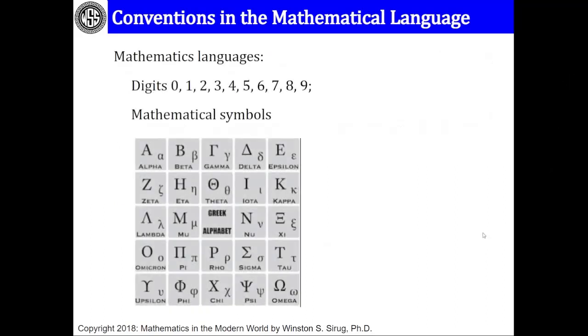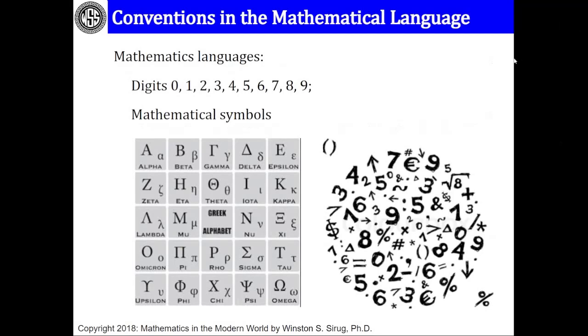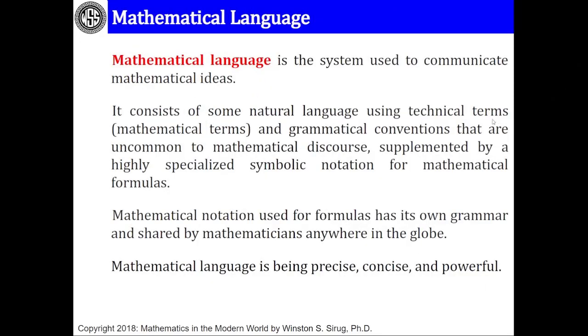Okay, so these are the mathematical languages. So we have our alphanumeric digits, 0 to 9. Then we have our mathematical symbols used in most of our formulas and calculations. Okay, so please read mathematical language.